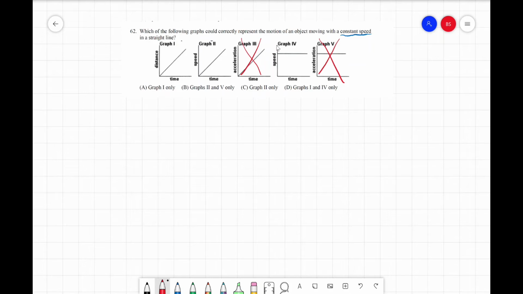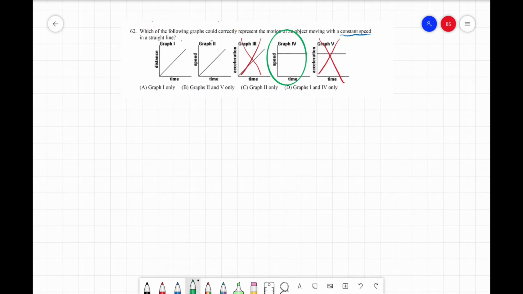Now, let us look at graph 4, which is our speed time graph. We can see that our speed is not changing, which means that in graph 4, the object is moving with a constant speed, which means that this is one of our correct graphs.